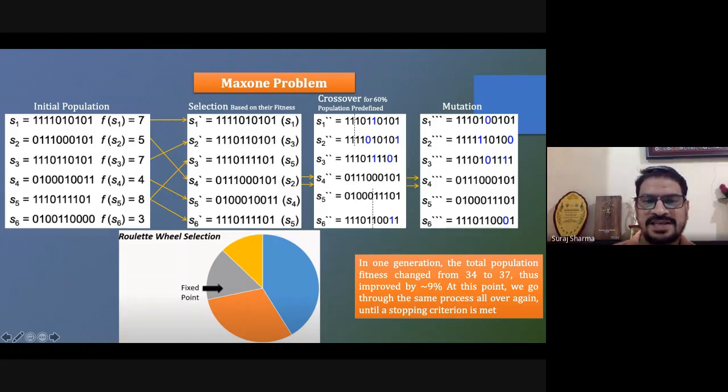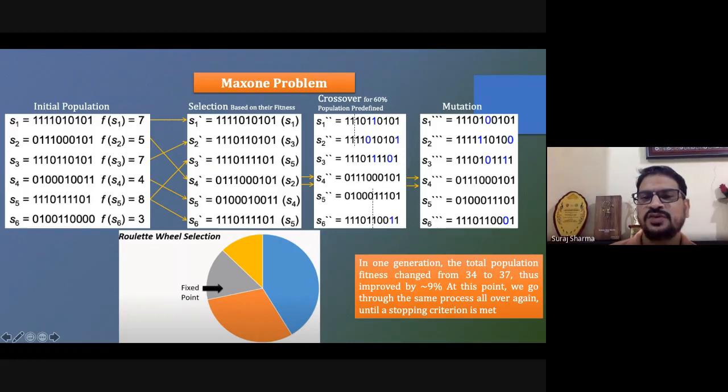Now for S6, we'll take 1, 1, 1, 0, 1, and we'll take this part, that is 1, 0, 0, 1, 1. And we'll generate another child from crossovering. So crossover will generate the population again. So this is my new population after crossover.